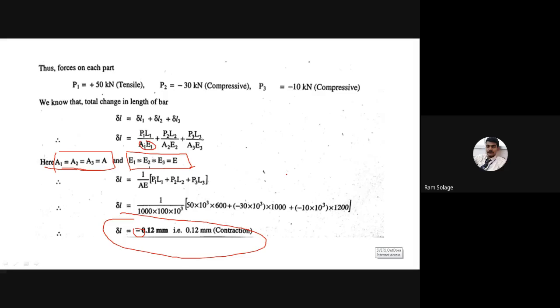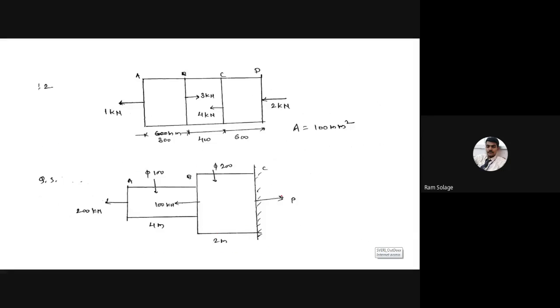Problem number 1 is what? Yes, sir. Yes or no? Yes, sir. Yes, sir. All students. Yes, sir. Yes, sir. Yes, sir. So write down problem number 2.